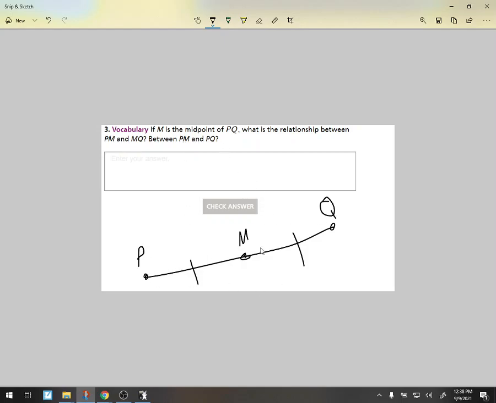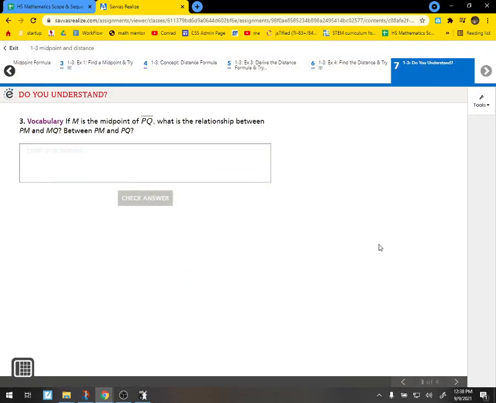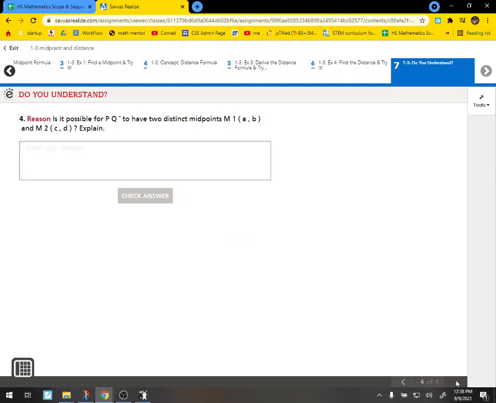But what about PM and PQ? PM and then the whole thing. Well, shouldn't PM be half as long as PQ? That's what it means to be a midpoint. Cuts it in half. And then let's see what the last one is.